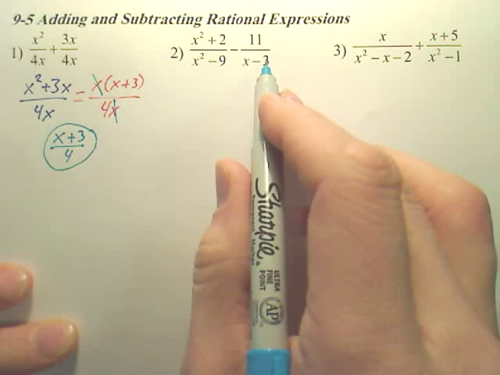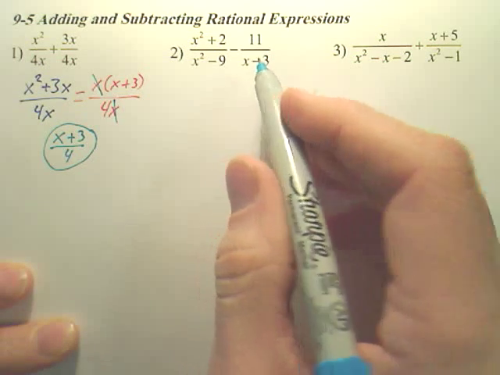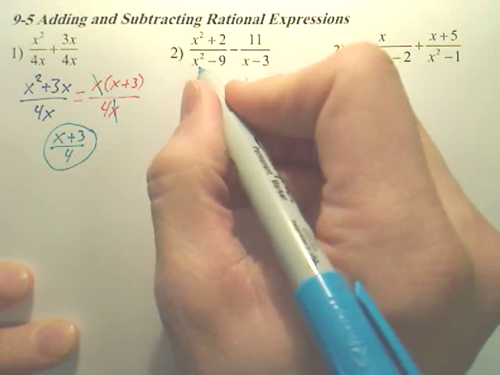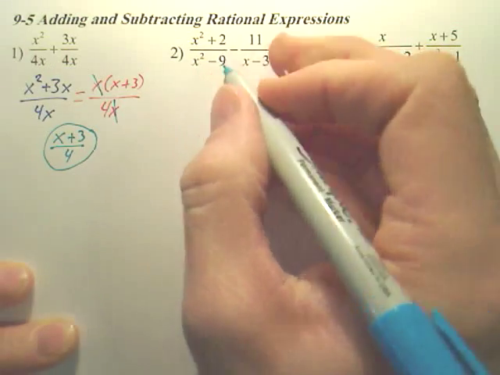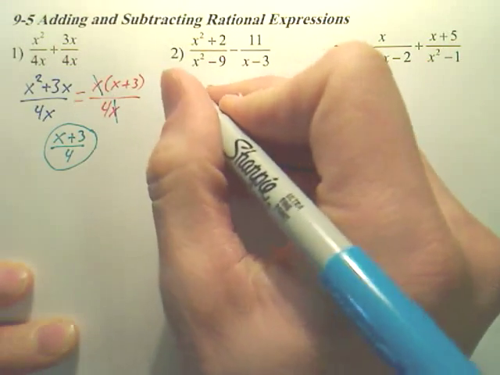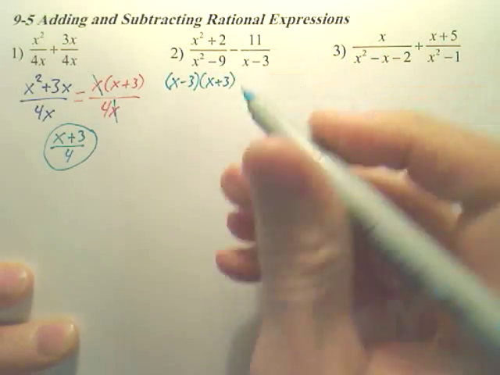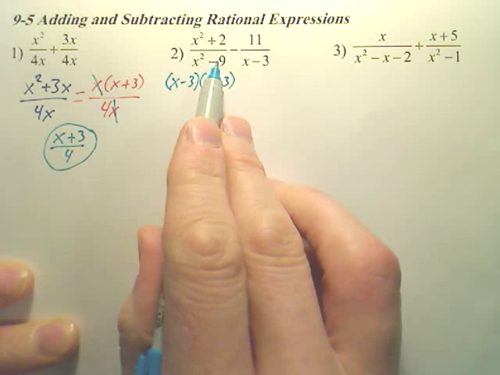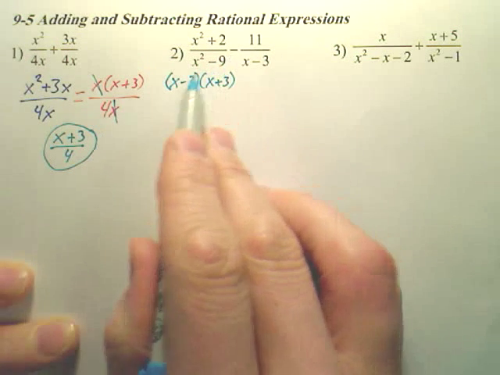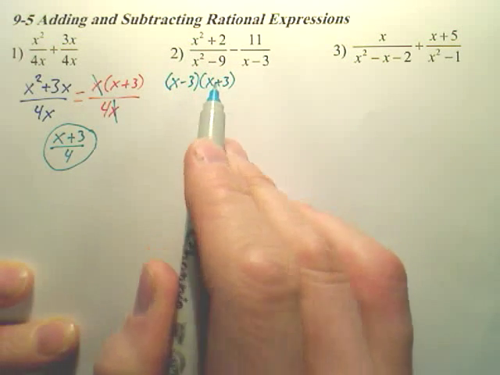These two, are they the same bottom? No, but let's factor this bottom. When you factor this, hopefully you notice it's called a difference of squares. When you factor it, you get something like this. This is x squared and 3 squared, so it's x, one's minus, one's plus.